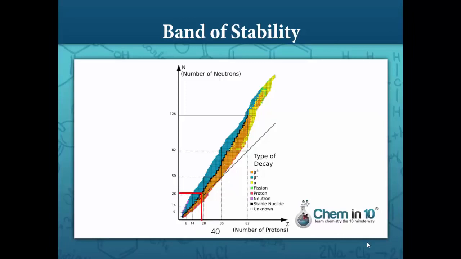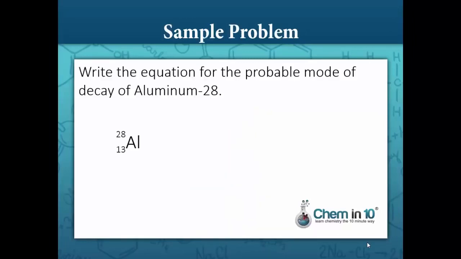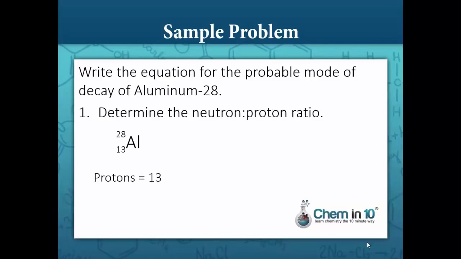Sample problem. Write the equation for the probable mode of decay of aluminum-28. To determine the probable mode of decay, we need to figure out where aluminum-28 falls on the band of stability. To do that, we need to determine the neutron-to-proton ratio. Aluminum-28 has 13 protons and 28 minus 13, or 15 neutrons. Therefore, it has a neutron-to-proton ratio of 15:13, which is equal to 1.15:1.